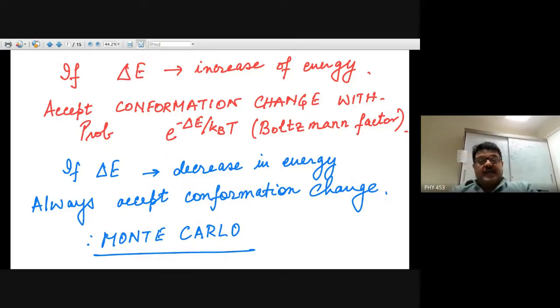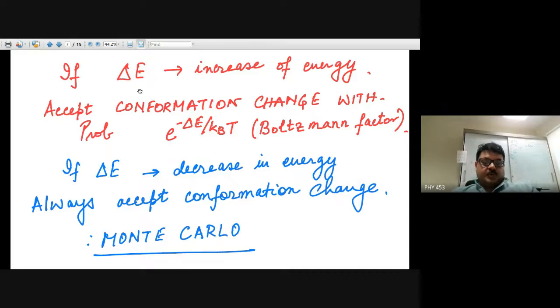And why such a principle is there is actually discussed right at the end of the last Monte Carlo lecture. So where does this rule come in? That is also discussed, but that's at the end. But anyway, in terms of algorithm, that is all that you have to do.